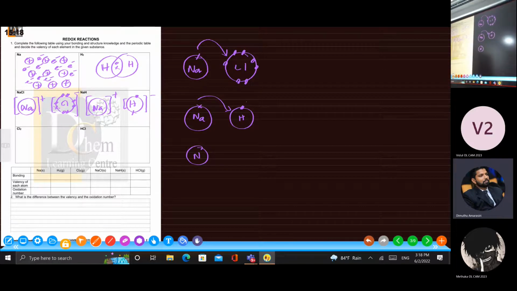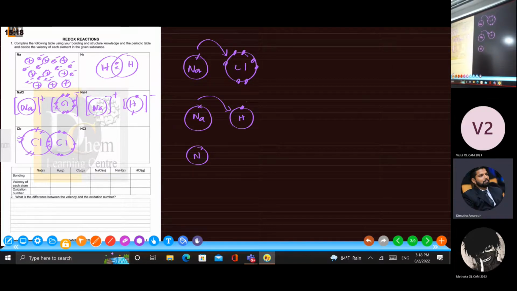Okay. Chlorine. Did you draw the chlorine? What is the type of bond, Sharon? Chlorine, chlorine? Covalent. And each atom needs one electron. That's why they are sharing one each. So they are sharing electrons.